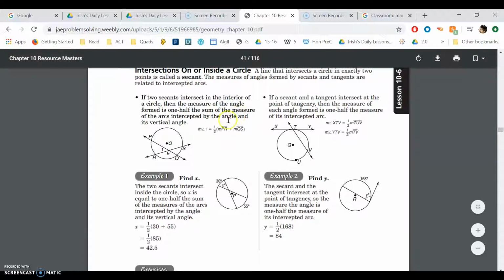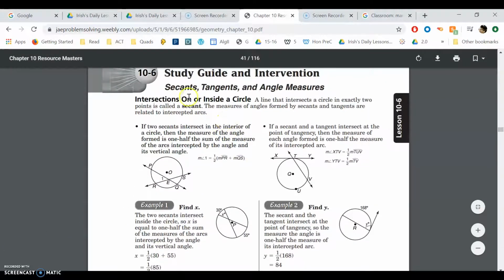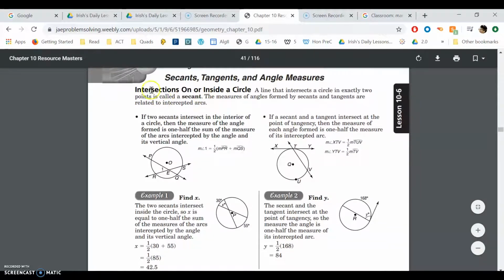Today's edition is called Secants, Tangents, and Angle Measures. First thing we got to know is we have a new vocab word called a secant. A secant is a line that intersects a circle in exactly 2 points. So here is P to Q right there. That's a secant. R to S, that line is also a secant, okay?